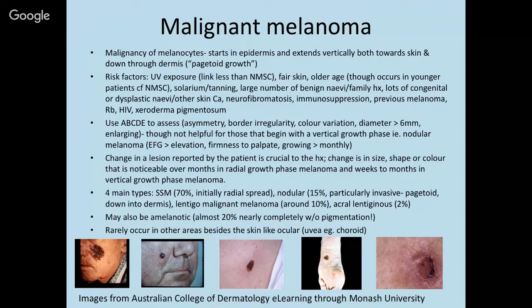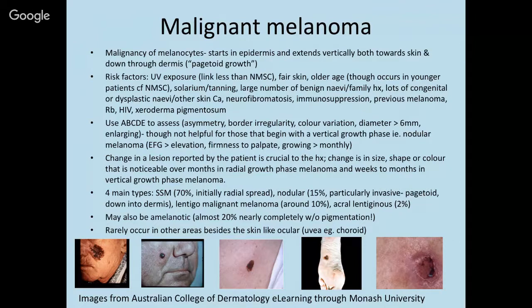Nodular melanoma is about 15%, and that's particularly bad because it has growth upwards. You can see it obviously forms a nodule going up, but it's also going down right through the basement membrane and down through the dermis, which is bad. There's also the other types there.